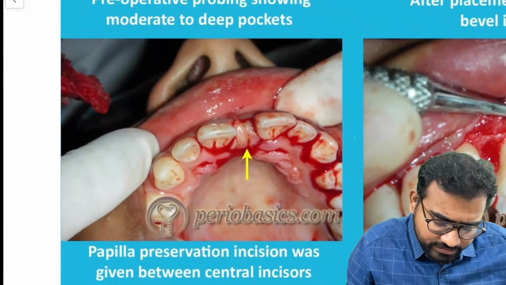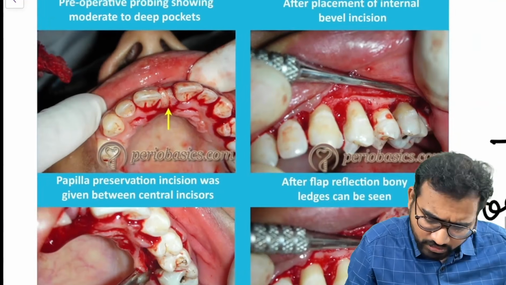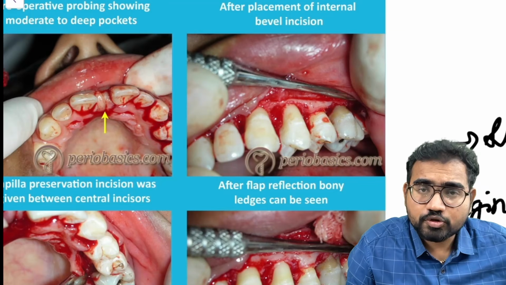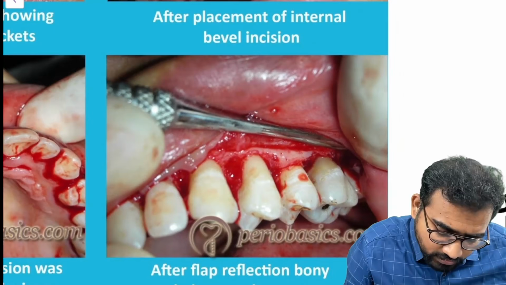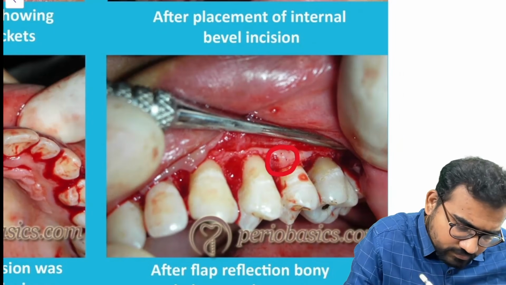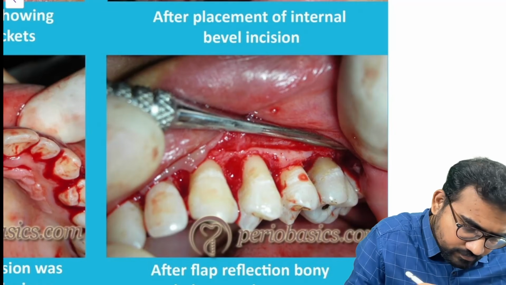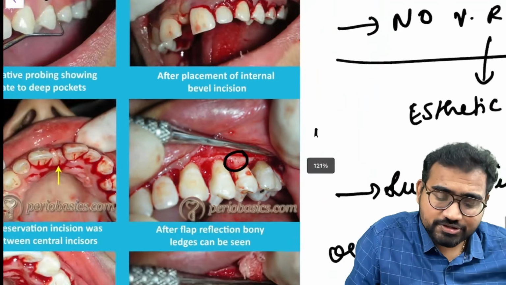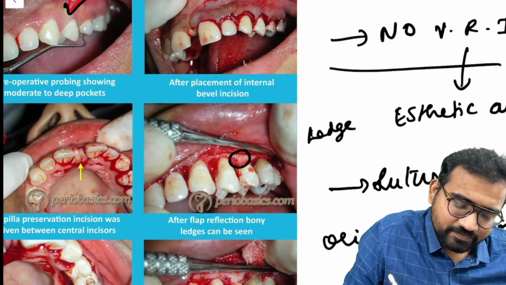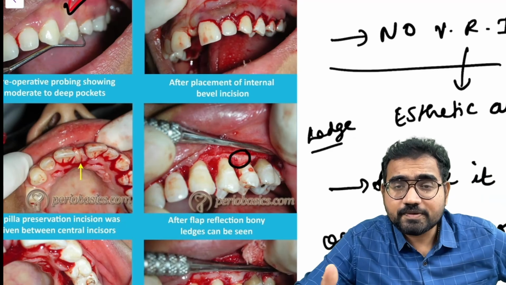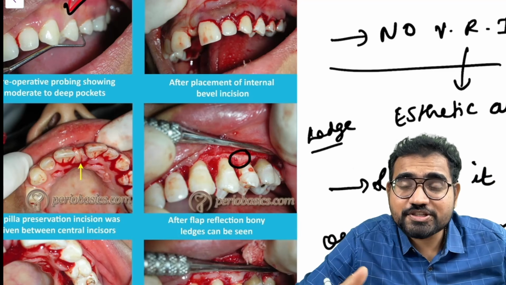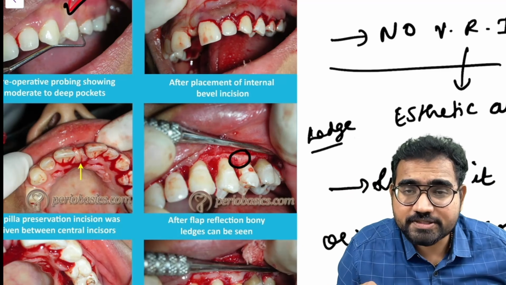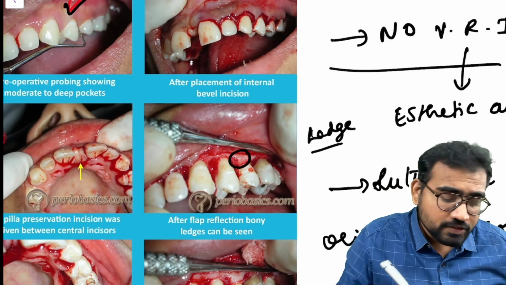After the internal bevel incision, ignore this picture, I'll tell you about papilla preservation later. I'm going to raise a full thickness mucoperiosteal flap here. Okay, so can you see what is this? These are called ledges, patterns of bone destruction. From previous videos: patterns of bone destruction, ledges, plateau-like margins. It is because of the resorption of the thickened bony buccal plates. Okay, so this is called ledges.